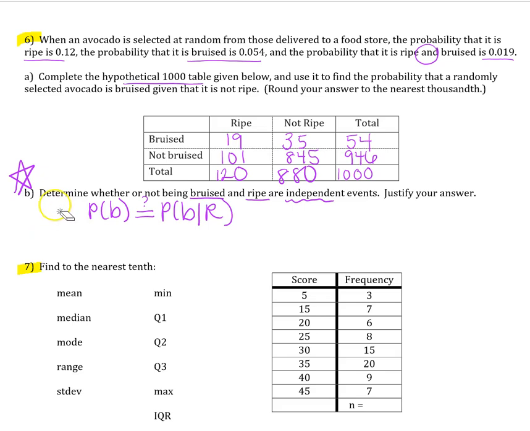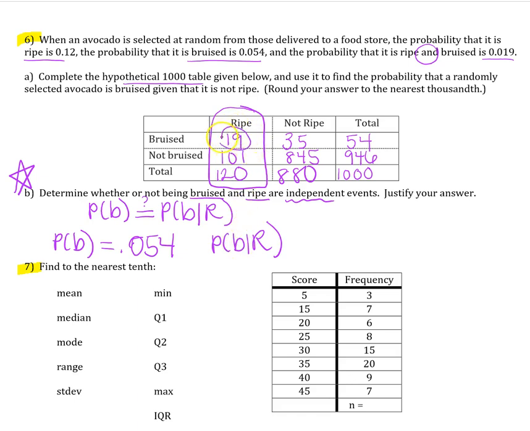Okay? So first of all, probability of just being bruised is 54 out of 1,000 or 0.054. That one they actually told us. Now, the probability of being bruised, given it's ripe, okay, focus here. Given it's ripe, here's ripe. That means we're just looking at this column. These are all the avocados that are ripe. Of the ripe avocados, how many were bruised? 19 of them.